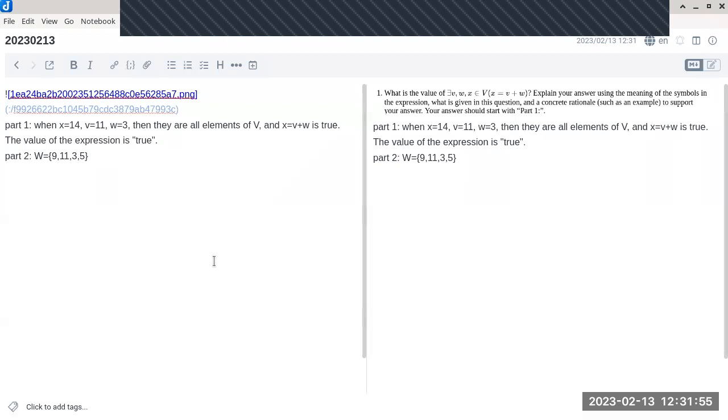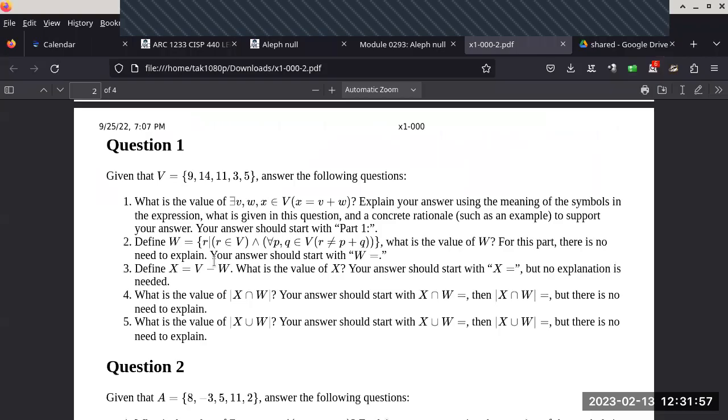All right. So are there any questions about part 2? All right. So now we move on to part 3. Define X as a set as V minus W. So remember, this is not actual subtraction. This is an operator defined between sets. So what is the value of X? Your answer should start with X equals, but no explanation is needed.